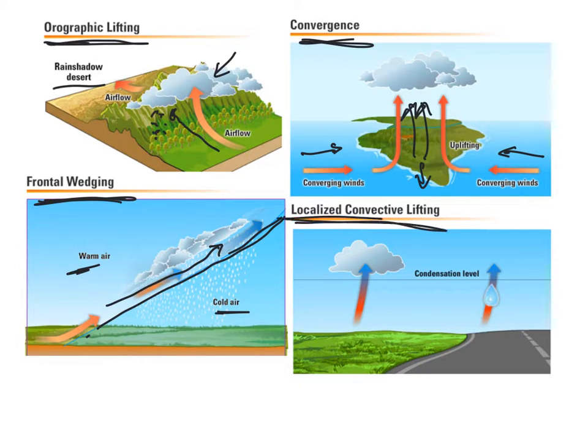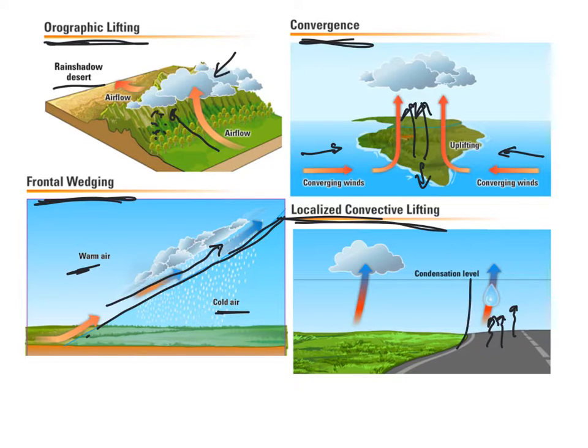And then finally, we have localized convective lifting. What that means is that we have this variation of the surface. A road's going to heat up a lot faster than the grass will here. And what we'll notice is that because the heat is being released, we get these lifting convection currents that are going here.